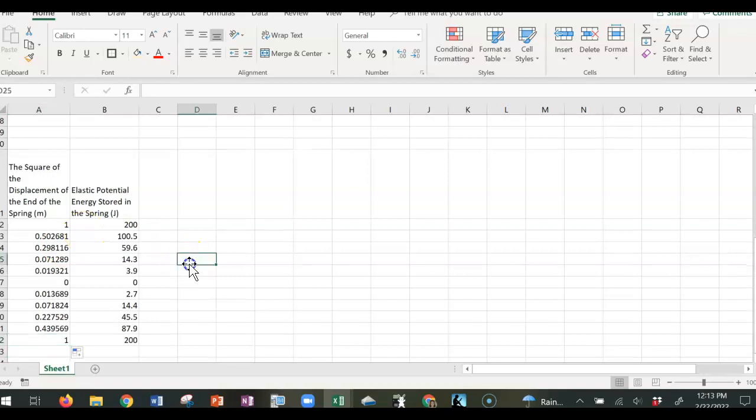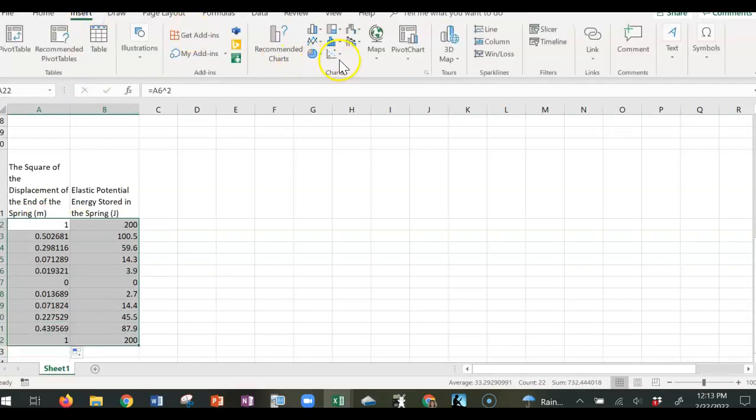Once you've done this, then you just need to do this graph. So I'm going to highlight these numbers and insert a scatter plot.